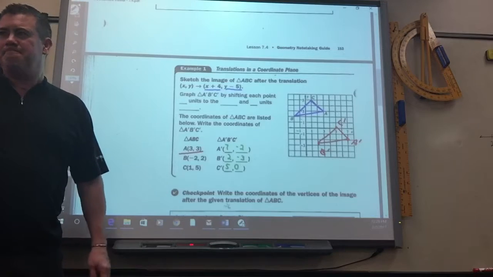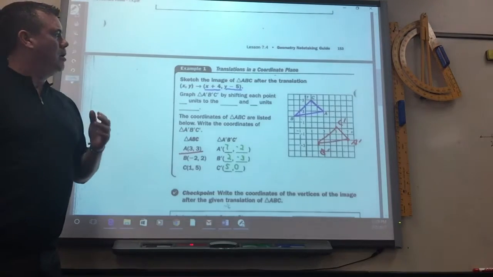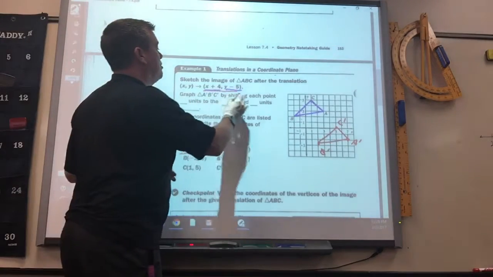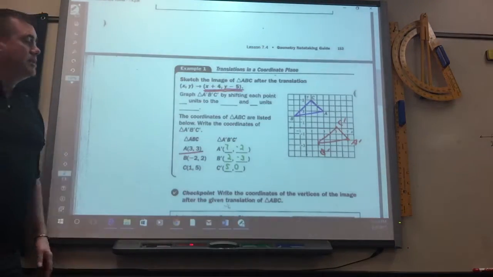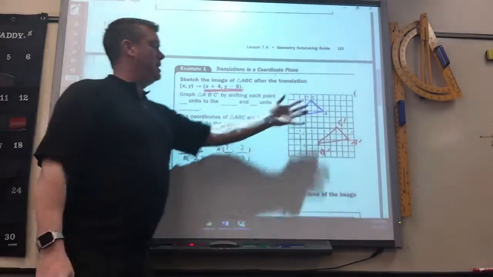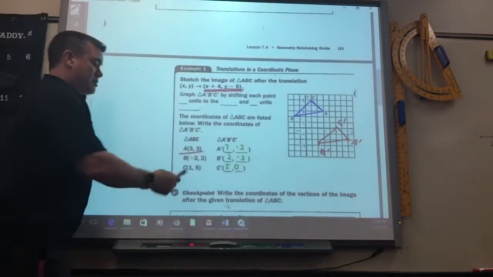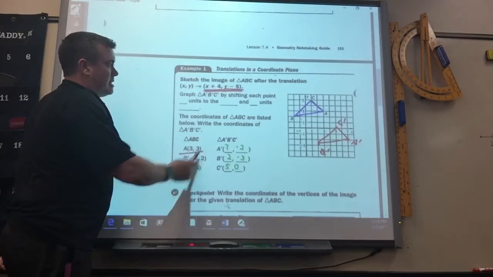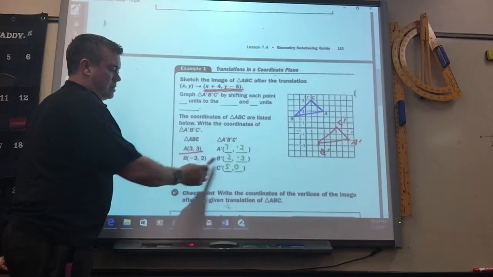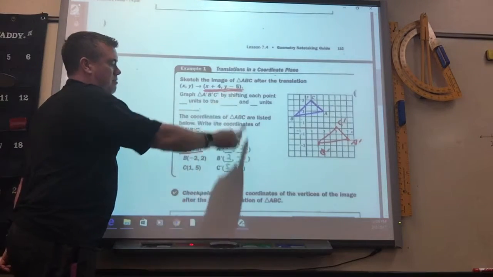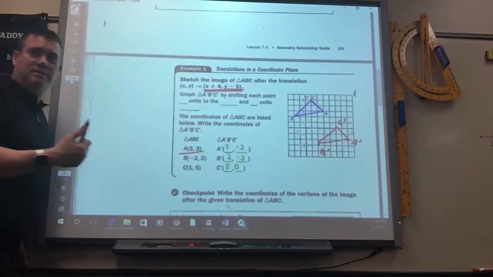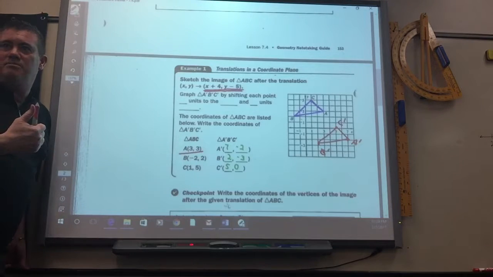Why is it 4 and 5? This is what they told us to move it. Right there, yep. So that's why you don't need to graph these unless they tell you to, in order to find the new points. Because for B, I could have just looked at it: take the x and add 4, and I'd get 2. Take the y and subtract 5, and I'd get negative 3. Understand how that works? Yes.